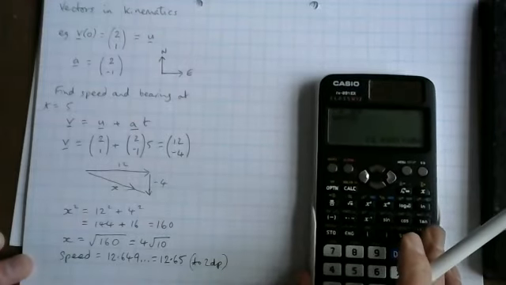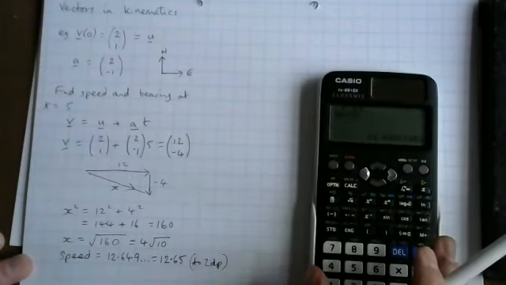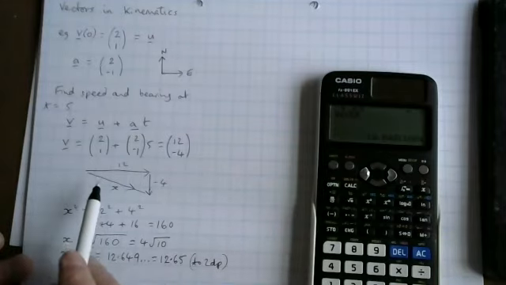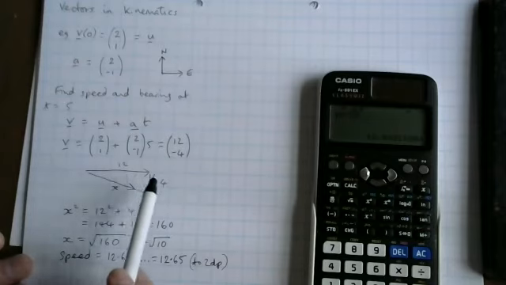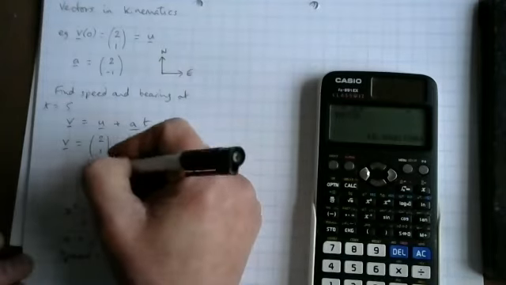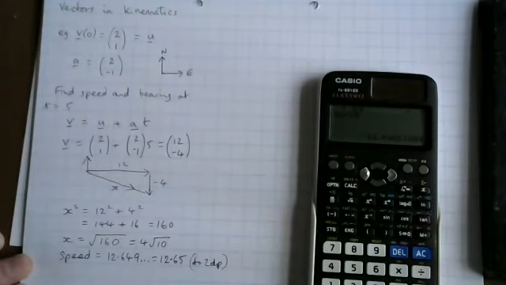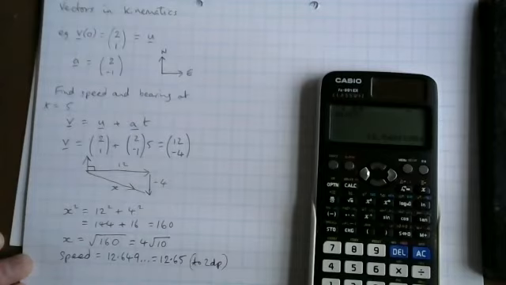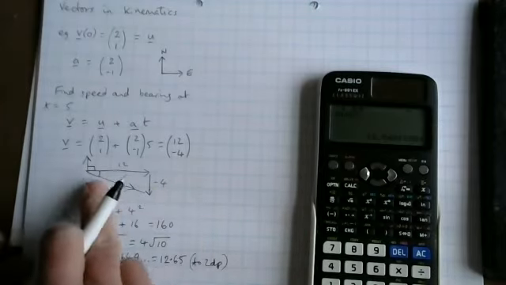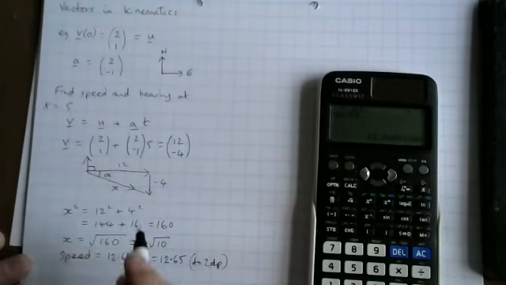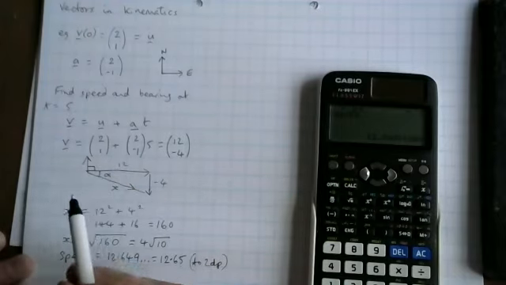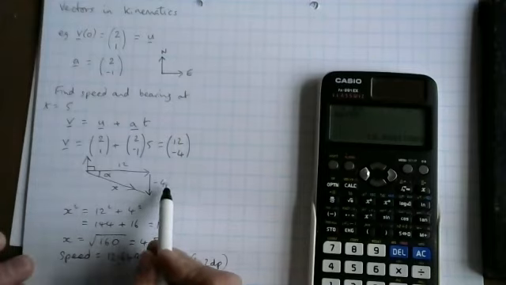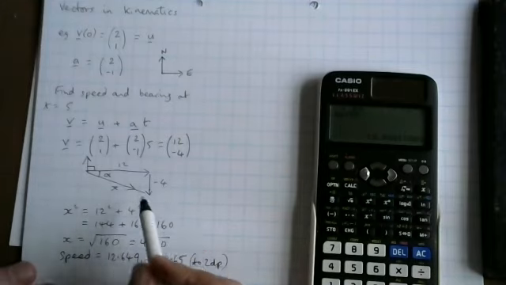I found the speed. Can I find the bearing? Well, I know the bearing is the angle from north clockwise. So look at this image here. North is in this direction. The bearing is this much, 90 degrees, plus this much. I need to know what this angle here is. For the purposes of working out what alpha is, I don't care that this is negative. All I care about is the size of alpha.